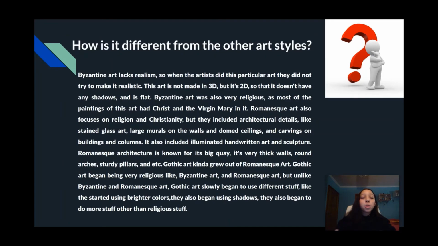How is it different from other styles? Well, Byzantine art lacked realism, so when artists did this particular art, they did not make it realistic, and it is 2D, not 3D, and only really had Christ and Virgin Mary in it. Romanesque art focuses on religion and Christianity, but it also includes architecture details and is not 2D. Gothic art became its own art slowly, unlike them, who stayed religious.